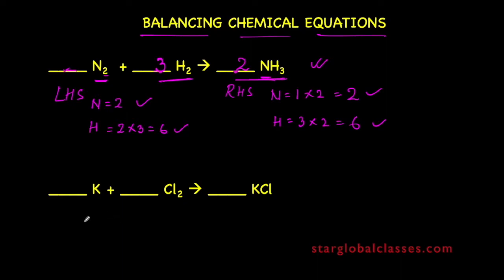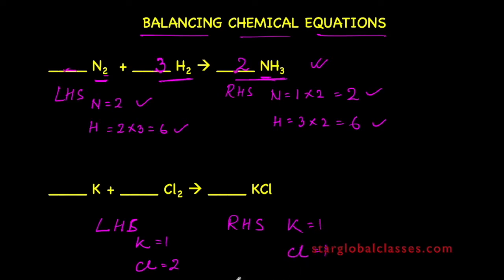The second one is potassium reacts with chlorine to form potassium chloride. We can write down here again LHS and RHS. On the left hand side there are potassium and chlorine: potassium 1 atom, chlorine 2 atoms. And on the right hand side potassium 1 atom and chlorine also 1.